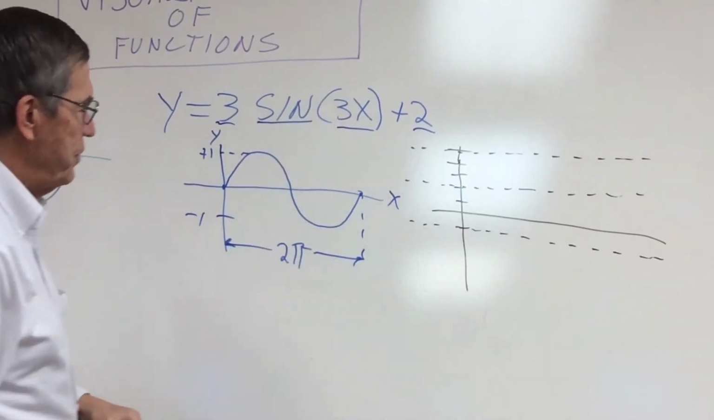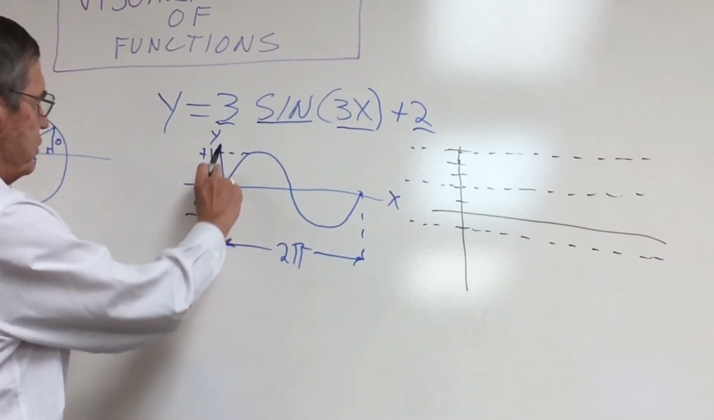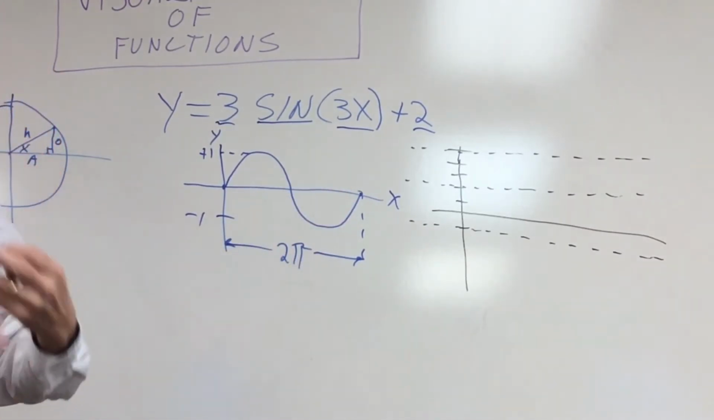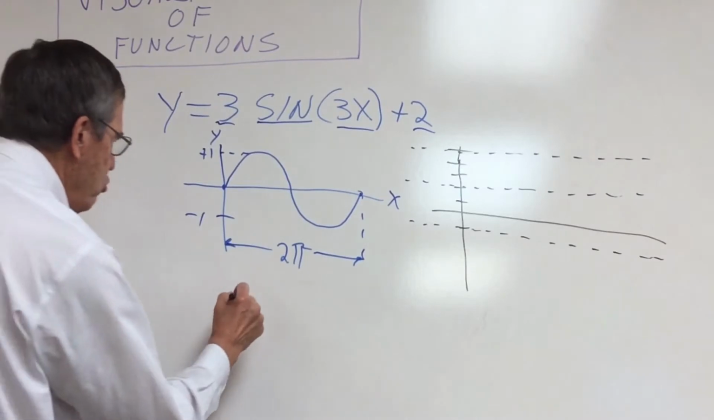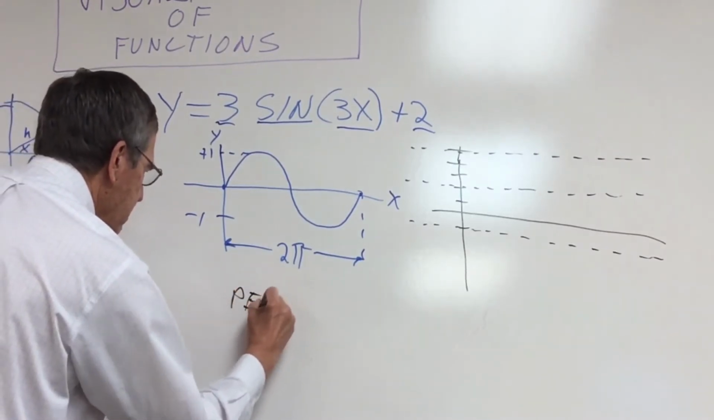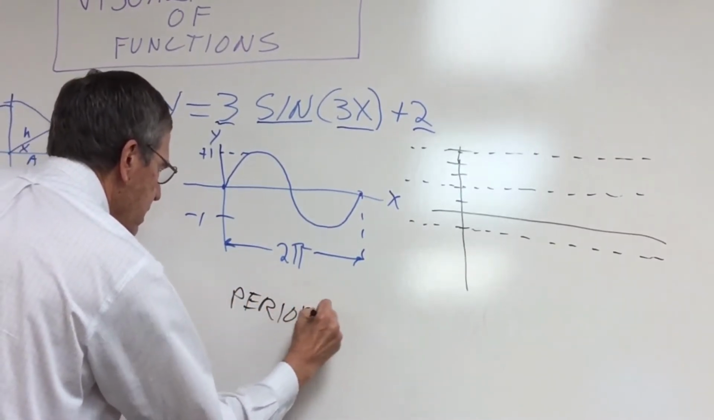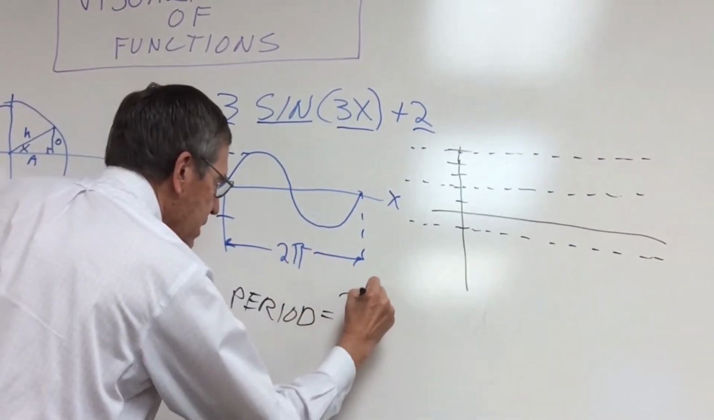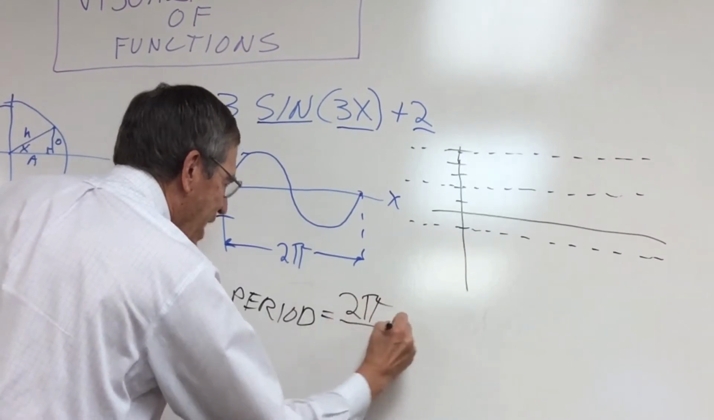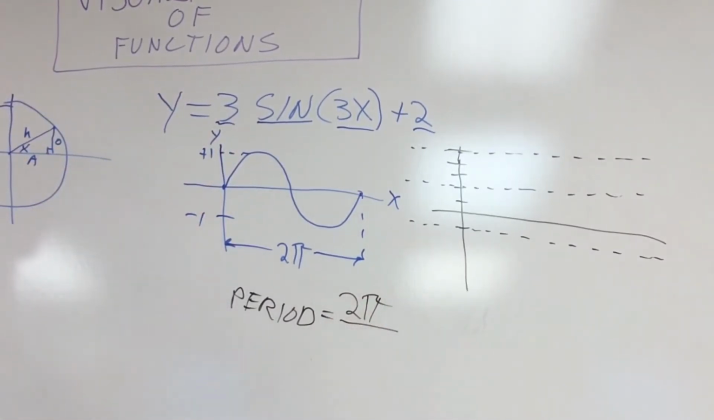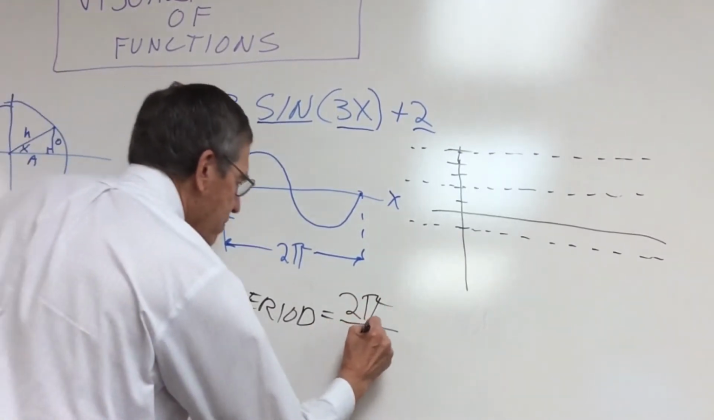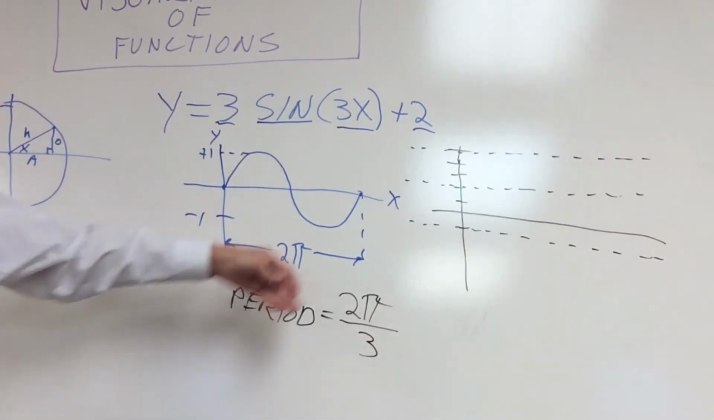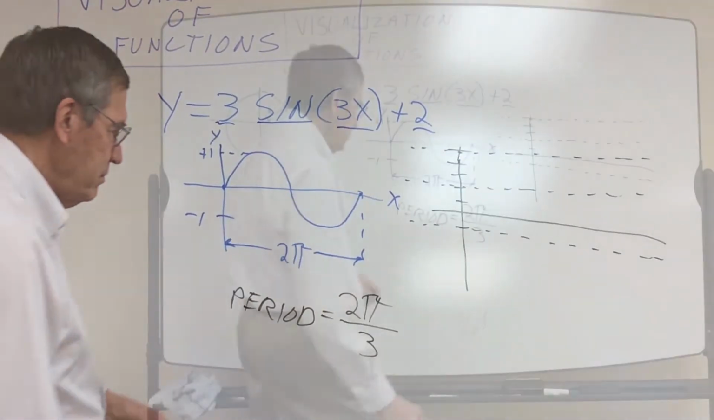And now all I have to do is deal with this. Well, if one cycle of the normal sine is 2 pi, and I'm going 3 times as fast, then my new period is going to be the original period, 2 pi, divided by 3, because I'm going 3 times as fast. Okay, so that's 2 pi over 3. Now that's less than pi, okay?